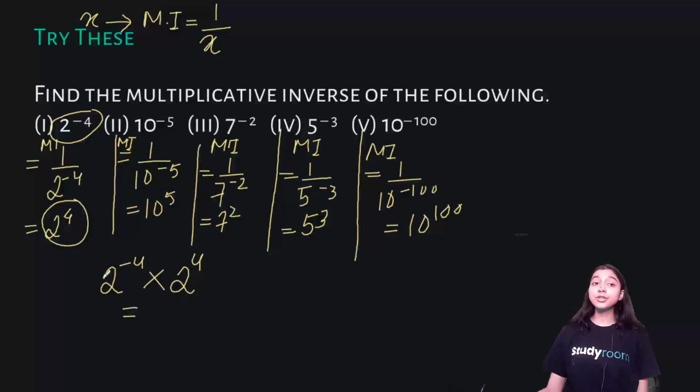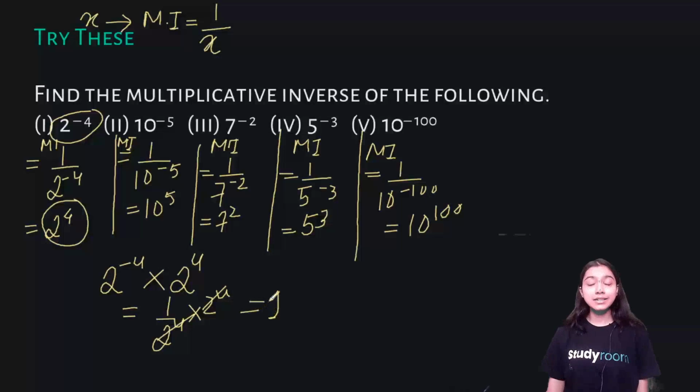Now I taught you that a to the power of minus m can be written as 1 by a to the power m. So it will be 1 by 2 to the power of 4 multiplied with 2 to the power 4, which cancels out and gives us 1. So the answer we calculated is correct.